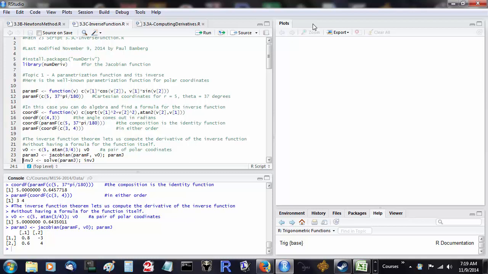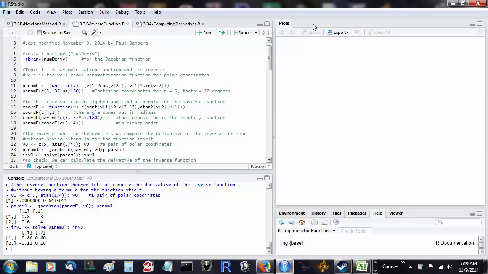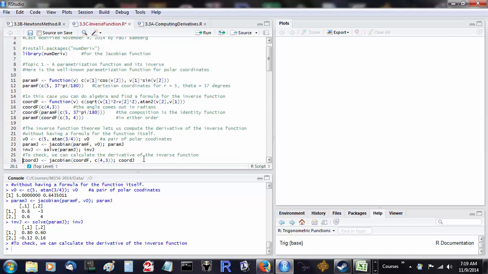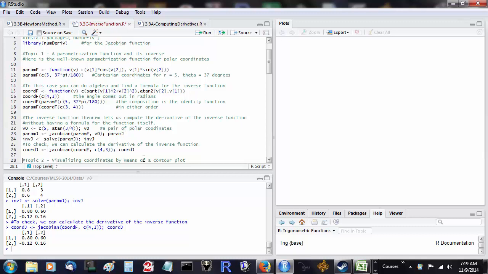And what the inverse function theorem says is simply, if you invert that matrix, there's its inverse, you have calculated the derivative of the inverse function without having had to calculate the inverse function itself. So let's check that. In this case, we've actually got a formula for the inverse function, coord f. Let's calculate its Jacobian, and we get exactly the same matrix.